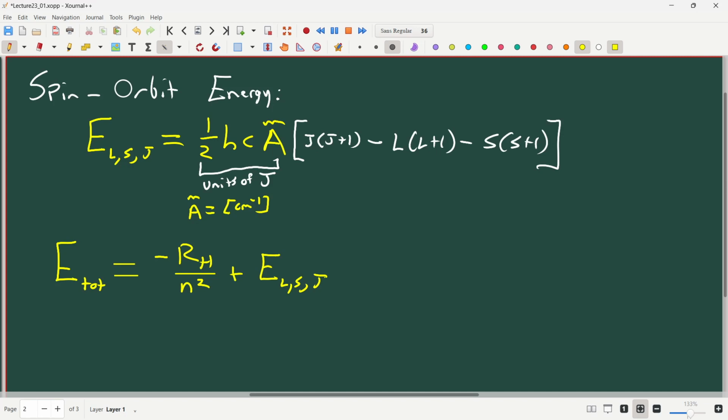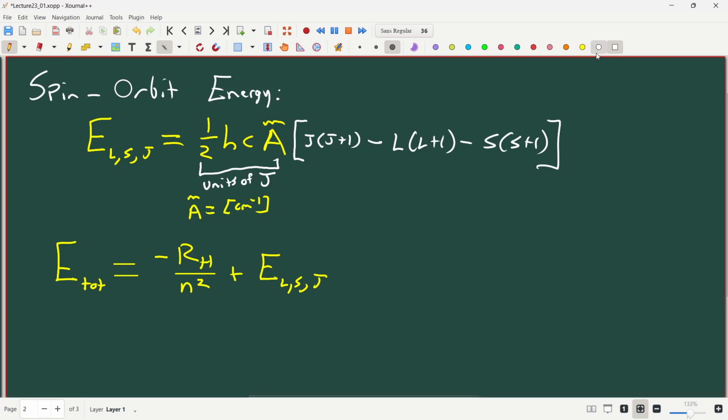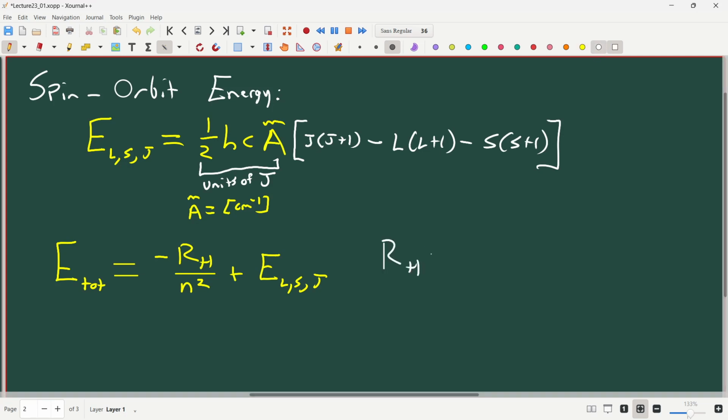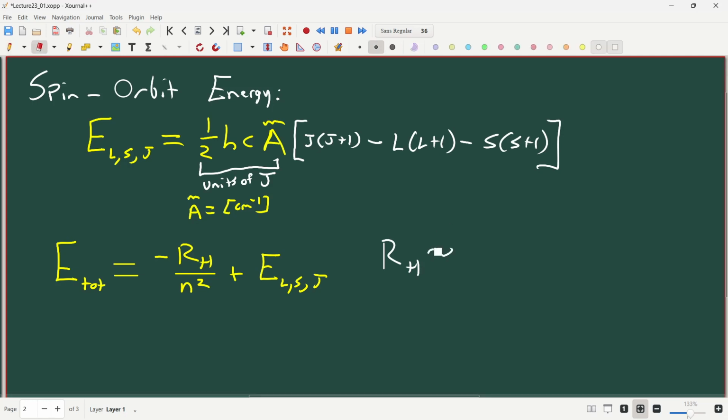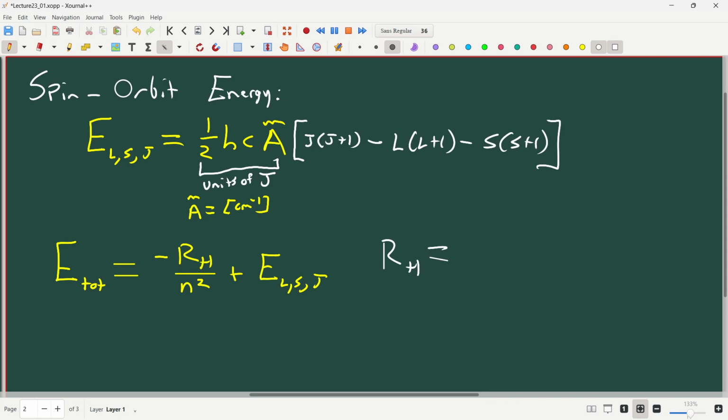Right? So the energies are actually formally dependent on all the parameters, L and J and n, all the angular momentum in our system. But of course the question is that the energies with respect to n are dependent on R sub h. Remember, R sub h is a very, very large number. R sub h, the Rydberg constant. It is equal to, let me just write it down one more time for you. It's about 100,000 wave numbers.